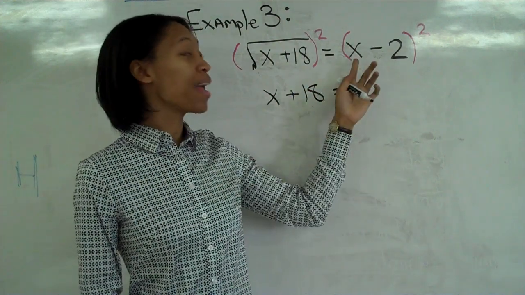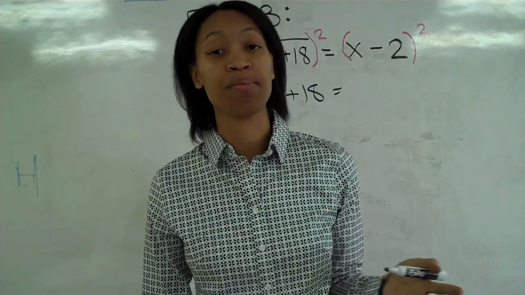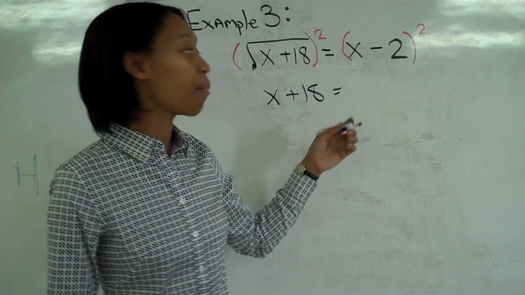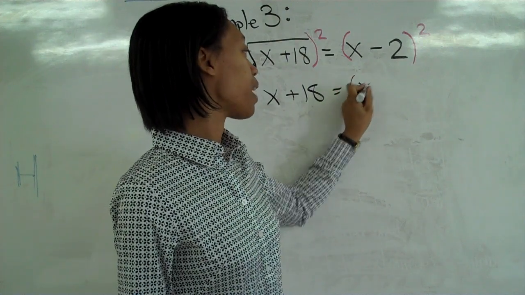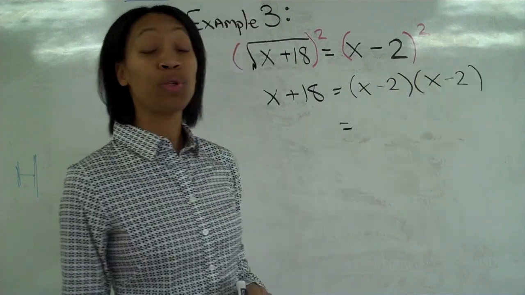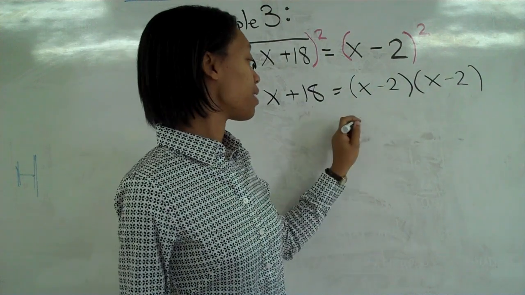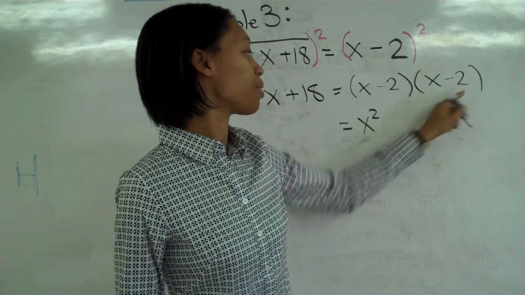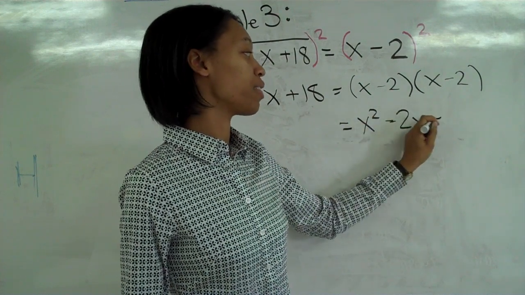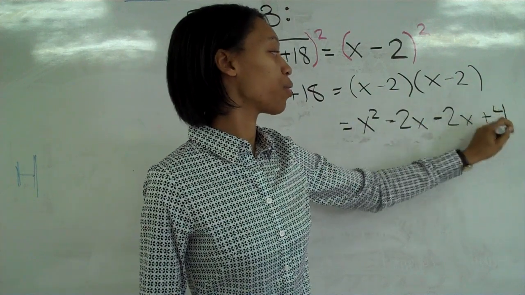On the other side, though, I have x minus 2 squared. Well, x minus 2 squared is x minus 2 times itself, right? So I'm going to have to actually FOIL that out. I'm going to have to distribute x minus 2 times x minus 2. When I multiply that out, I'm going to have x times x is x squared, x times negative 2 is minus 2x, minus 2 times x is again minus 2x, and negative 2 times negative 2 gives me positive 4.